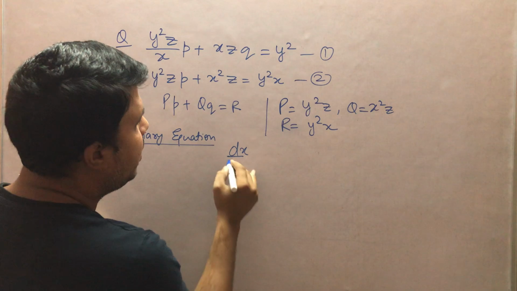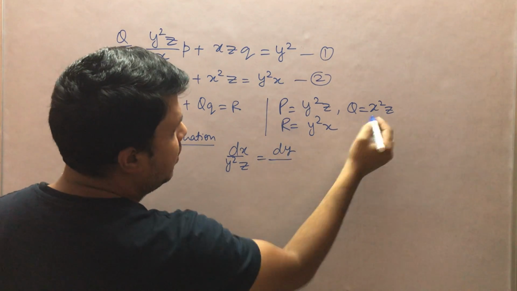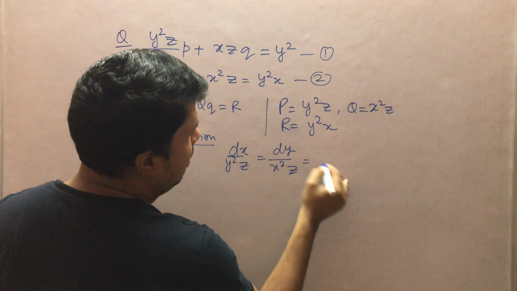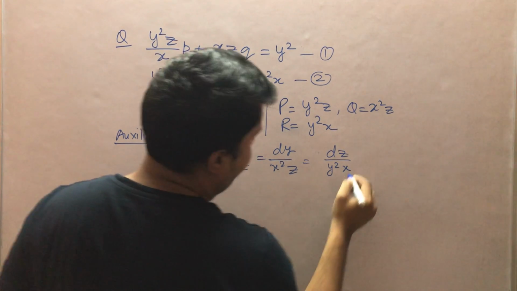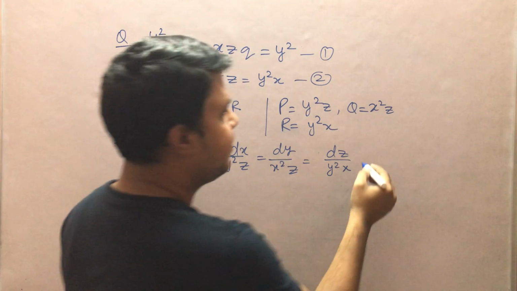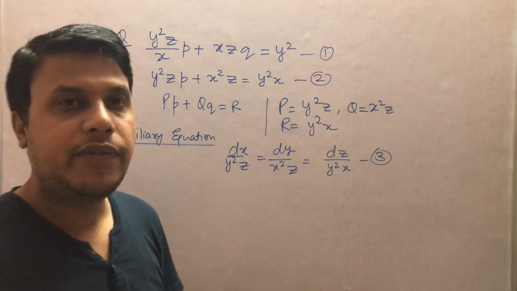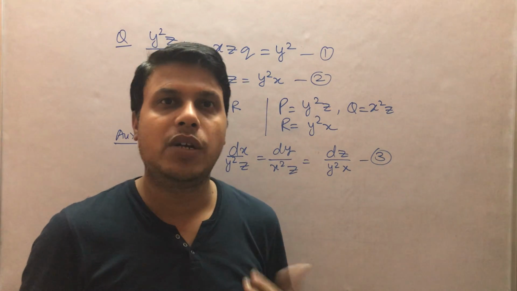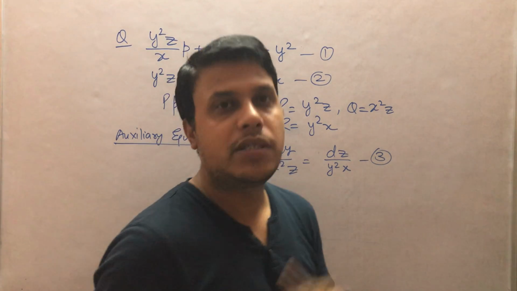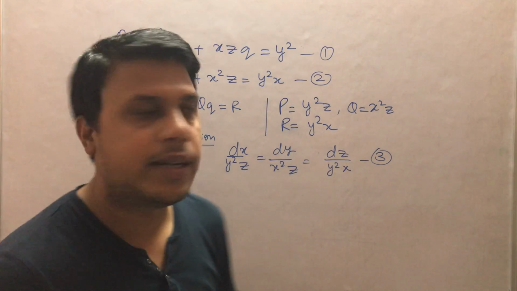So dx upon P, now this is the auxiliary equation so formed. Now what we have to do, we have to solve this auxiliary equation, or we can say we have to find two arbitrary constants, in which the arbitrary constants are present. As I told you, it will be the complete integral actually.